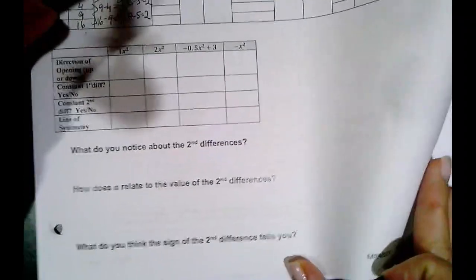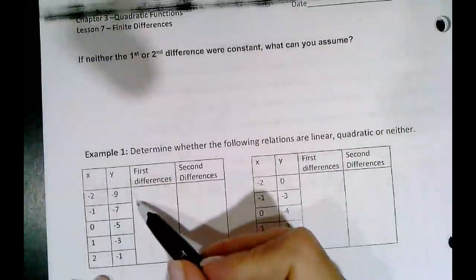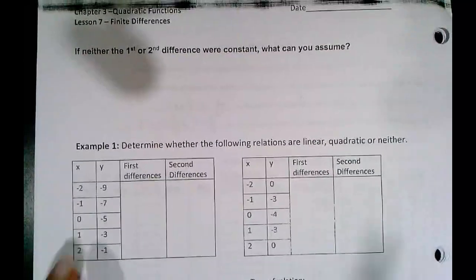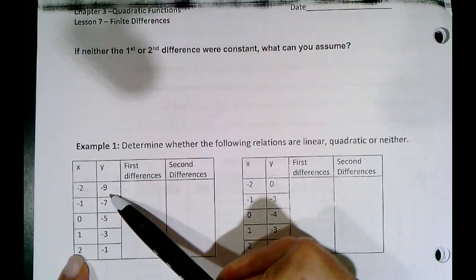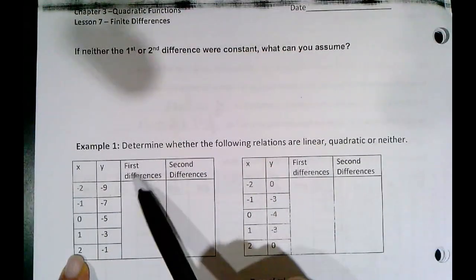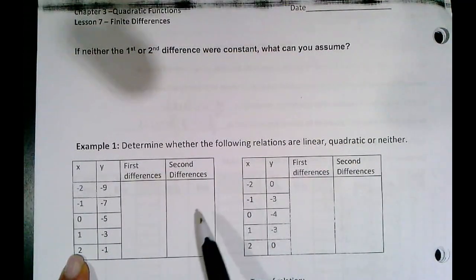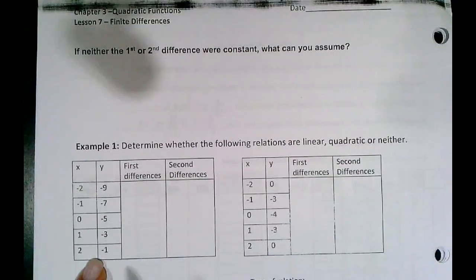Then if you go on the other side, what I want you to do is example number 1, which is the exact same thing that you just did, but you already have the x and the y values. All you have to do is basically find the first differences, find the second differences, and see which ones are the same, the first or the second. That's it.